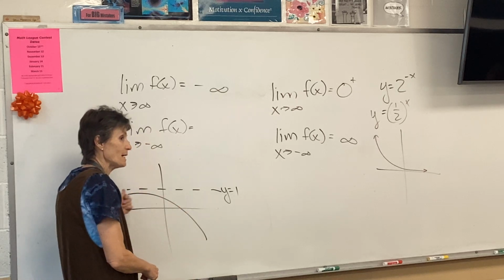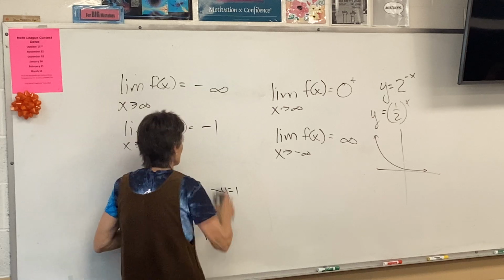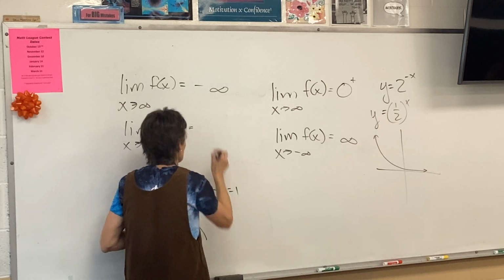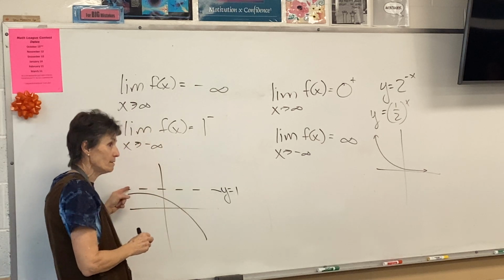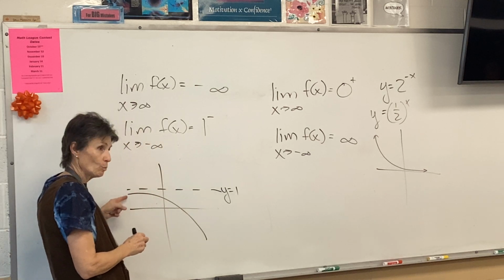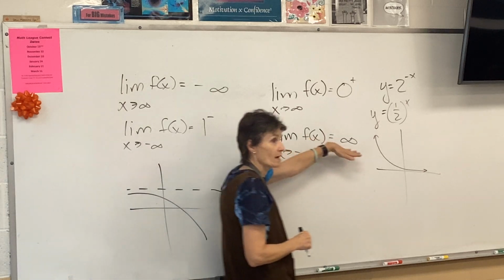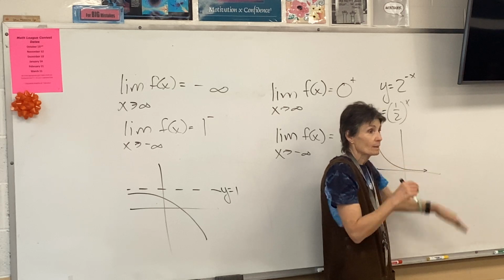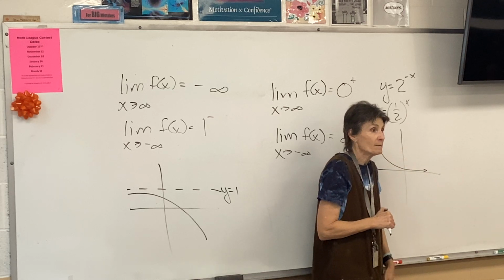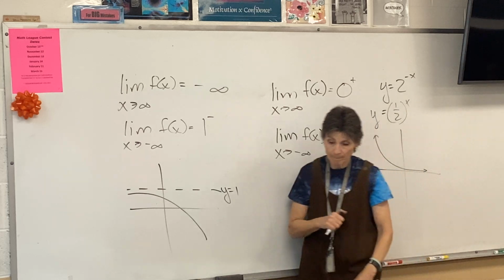What's it doing on the left side? It's heading toward 1 from the bottom side. This is positive 1. It's coming in toward 1 from the bottom this time. This one was coming into its asymptote from the top. Like that, coming in towards 1 from the bottom. Okay. Yep.